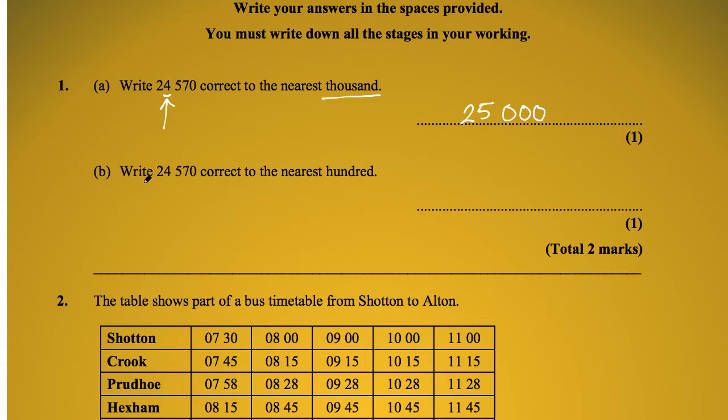Part B. Write 24,570, the same number, correct to the nearest hundred. That means I'm now looking at the hundreds column and saying, should this be a 500 or a 600? The 70 tells me that I should round up. It's closer to 24,600.